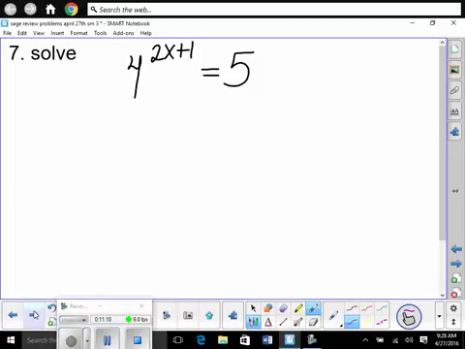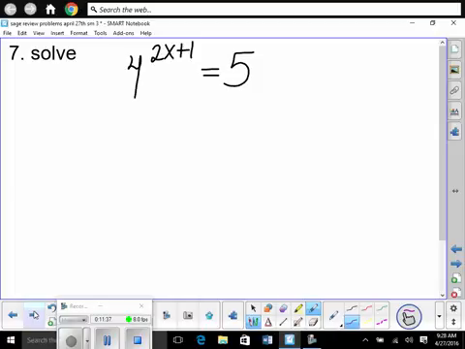Solve. So we're dealing with solving logs and exponentials, which go hand in hand because you have to have logs to solve exponentials and exponentials to solve logarithms. So solve: base 4 raised to the 2x plus 1 is equal to 5. So we're solving for x, guys. Isn't this 4 the base? Yeah. And it's raised to the 2x plus 1. X is up in the exponent.